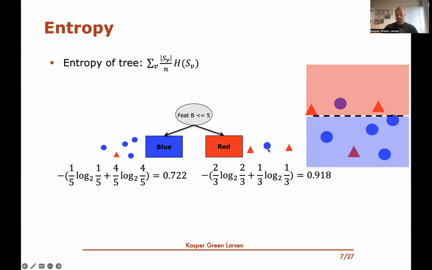You can do the same here on the red leaf, right? We compute what is the fraction of red points, that's 2/3, and there's 1/3 blue points, and you plug in 2/3 log 2/3, 1/3 log 1/3, and you get 0.918 entropy.